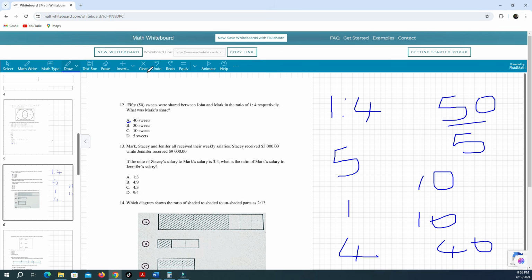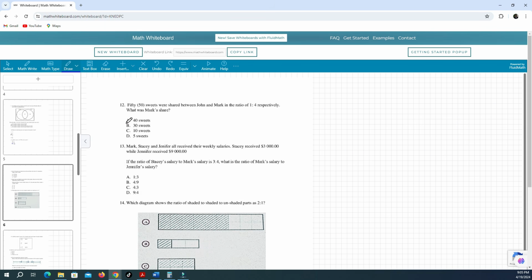All right, I'll have to clear that and do it again. So, 40. Mark, Stacy, and Jennifer all received their weekly salaries. Stacy received $3,000 while Jennifer received $9,000. Wow, Jennifer, you're really clocking. If the ratio of Stacy's salary to Mark's is 3 to 4, what is the ratio of Mark's to Jennifer's?